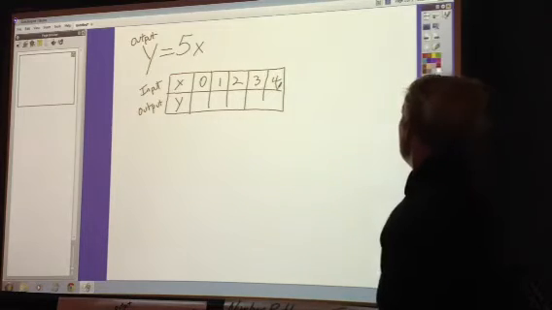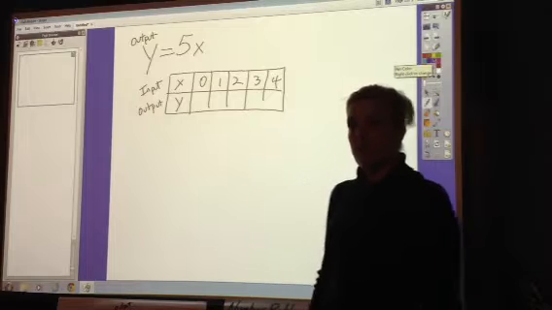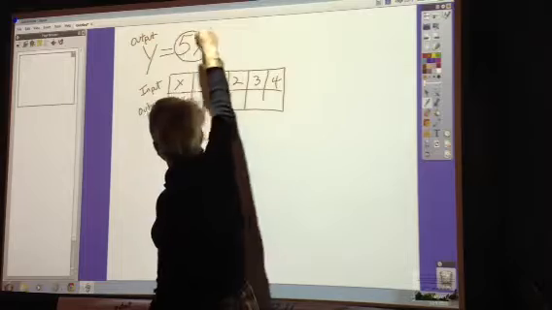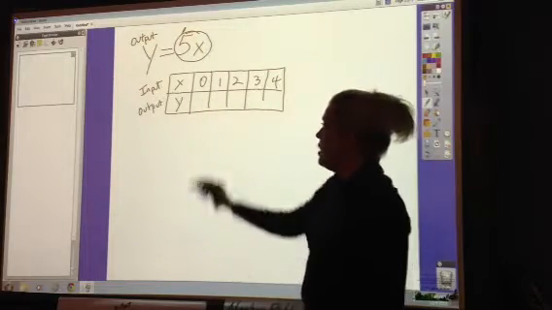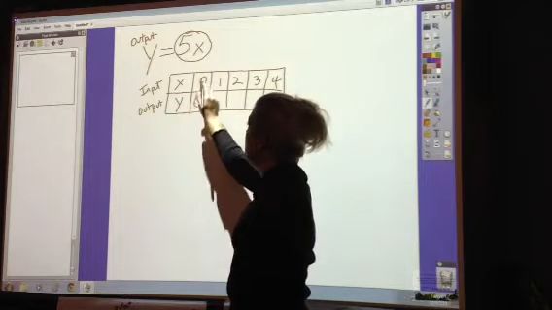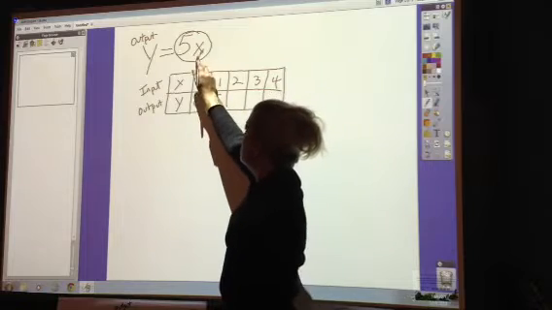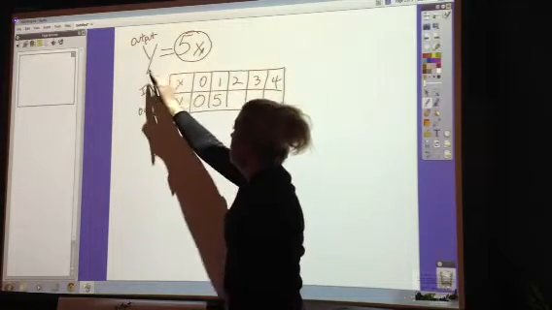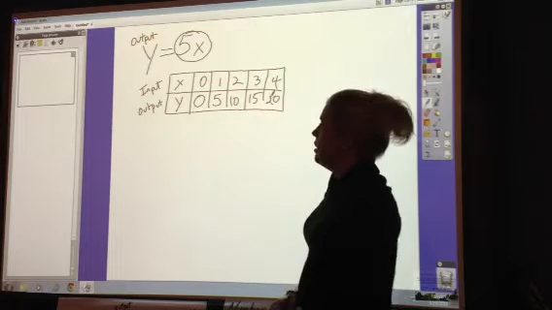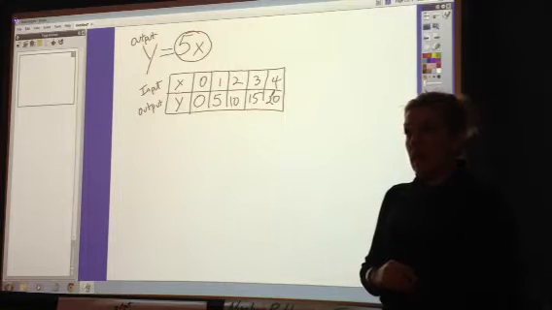And then now what do I do? Hamza. Look at the rule. This is the rule. Okay? And so if x is 0, 5 times 0 is? 0. Okay? If x is 1, 5 times 1 is? 5. If x is 2, 5 times 2 equals? 10. If x is 3, we get the idea. There we go.